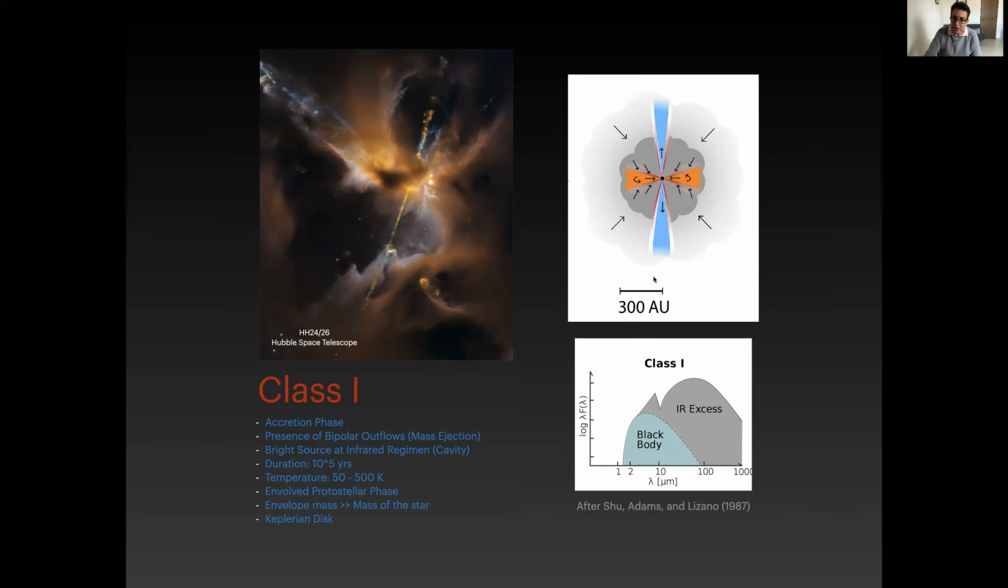I mean, here in the picture, you can see the scale is now really small compared to the last one. You can see the outflow that goes in these two directions. In the orange, you can see the disk, where there are now some kind of Keplerian motions, and the envelope is still there, but it's not so bright. Class 1, I mean, is characterized by infrared excess, the black body radiation from this dust that is still there and really important. And in this phase the protostar is still really accreting mass.